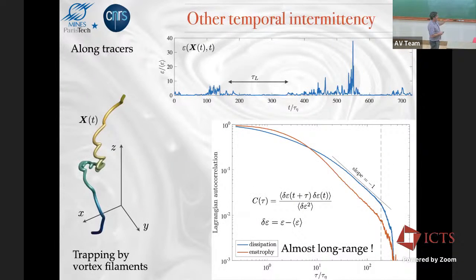And then there are other kinds of temporal intermittency. So for instance, again, I'm still sitting along a tracer, but this time I'm measuring epsilon along this tracer. I'm measuring the local value of my dissipation rate, and this is typically the signal one gets. So this is epsilon in units of the mean.